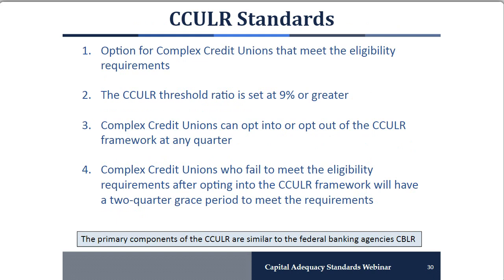Complex credit unions that meet the eligibility requirements have the option to opt into the CULR framework. However, they are not required to opt in. I'll expand on this in the upcoming slide. By opting into the CULR framework, complex credit unions will be required to have a net worth ratio of 9% to be considered well capitalized.